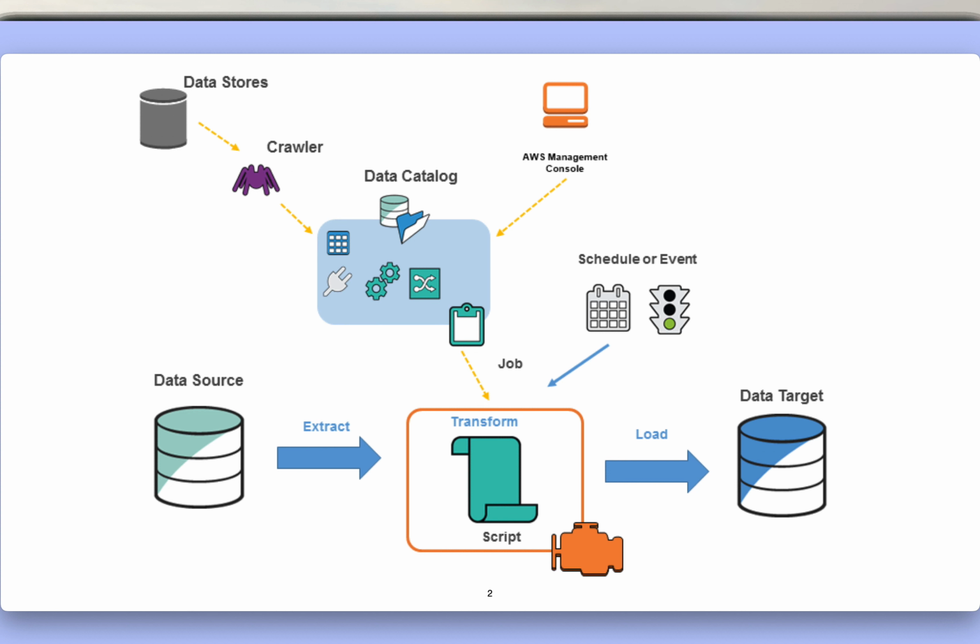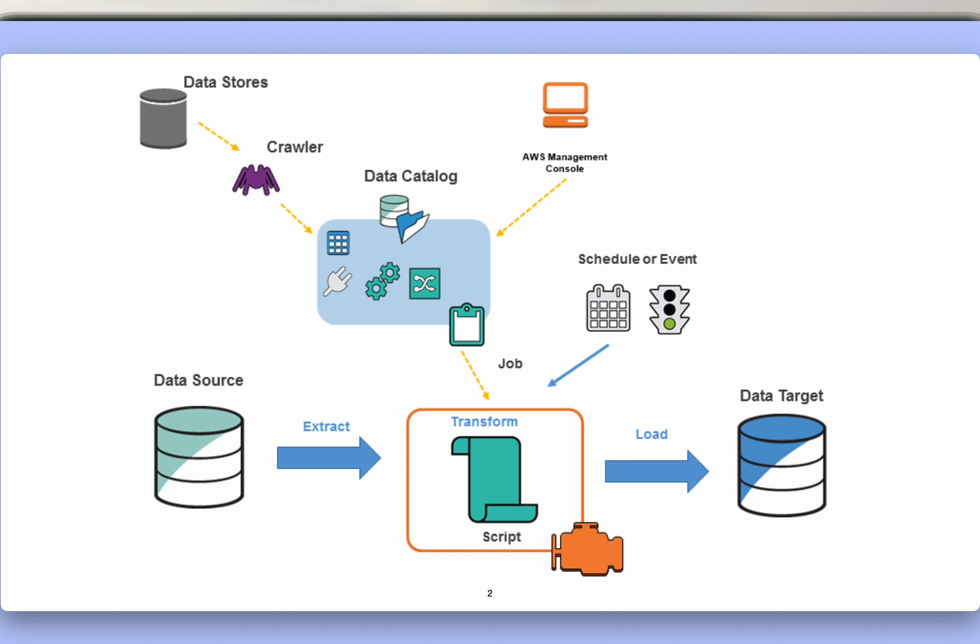3. Metadata in data catalog. The AWS Glue data catalog contains additional metadata required for defining ETL jobs. 4. Script generation. AWS Glue can automatically generate a script for data transformation, or you can manually input the script. 5. Job triggers. Jobs can be triggered on demand, or scheduled based on time or specific events.